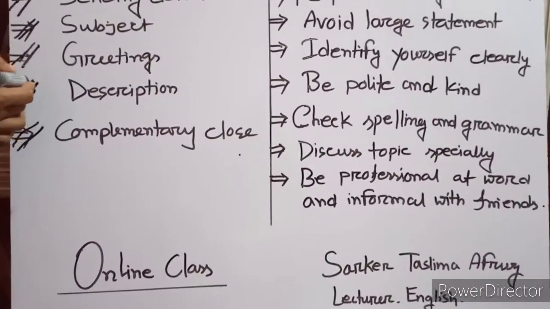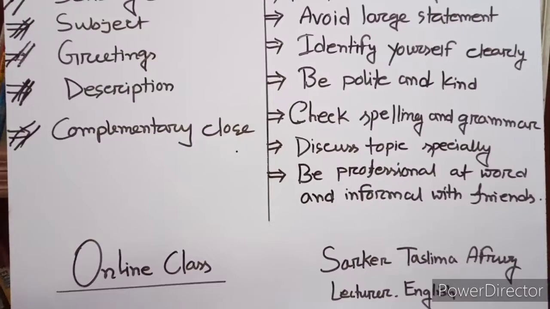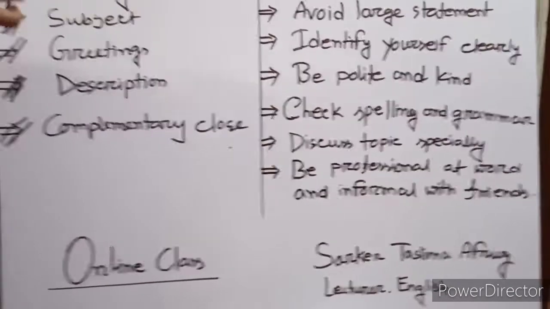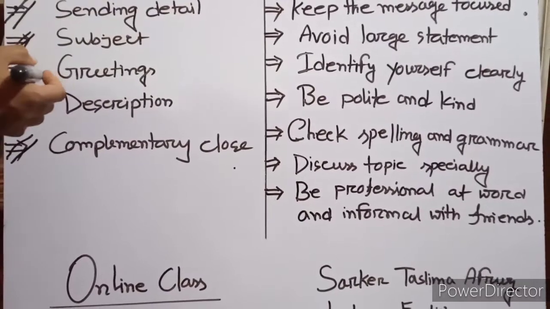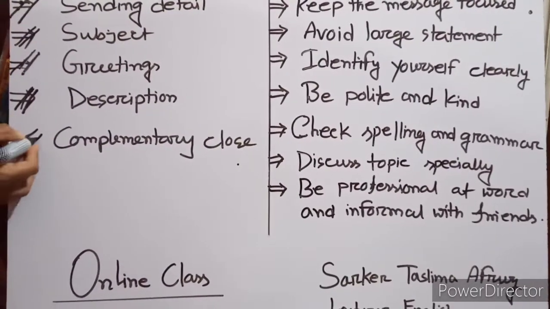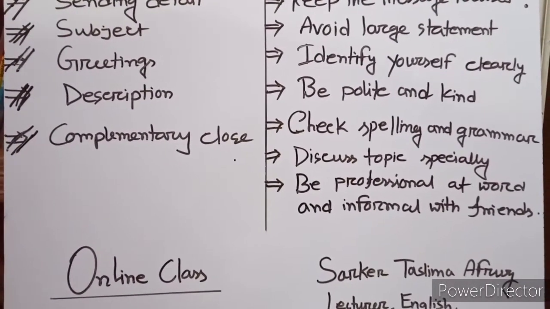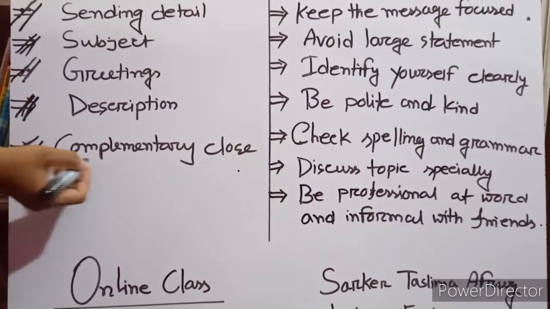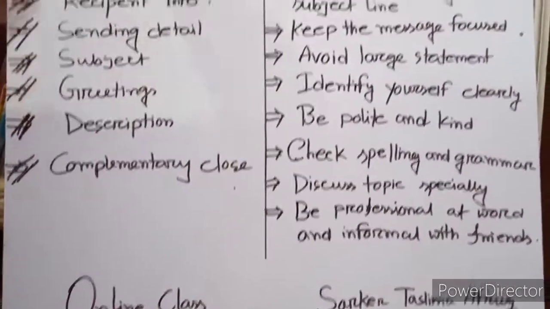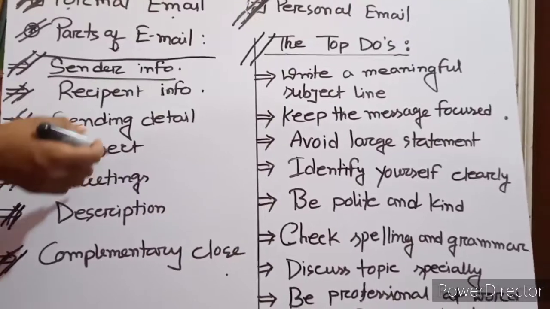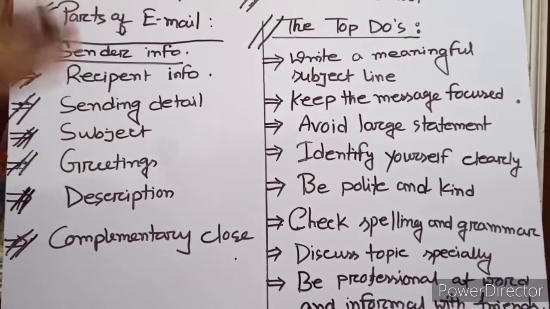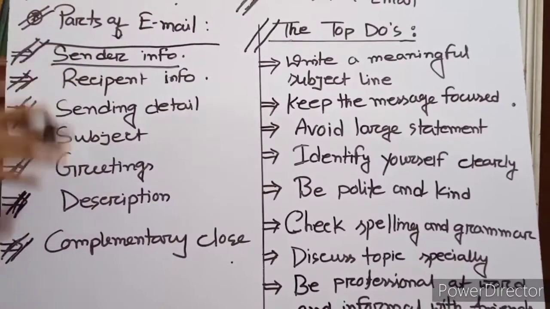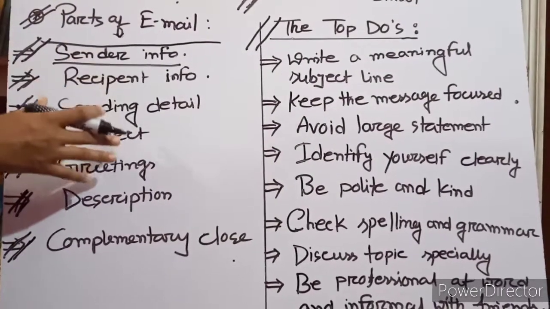Next comes description. When you are giving the description, be careful, you are not permitted to write lots of dialogues. Next one comes the complimentary conclusion. That means you have to finish it with a complimentary conclusion. These are the parts which are very important for email writing, and definitely if you follow these rules, you will obtain good marks in the examination.